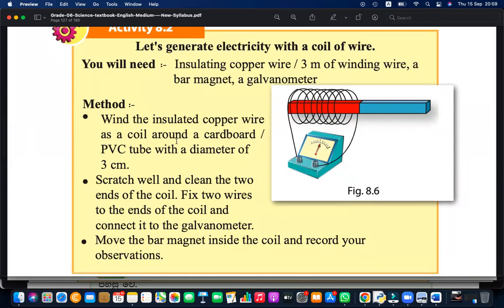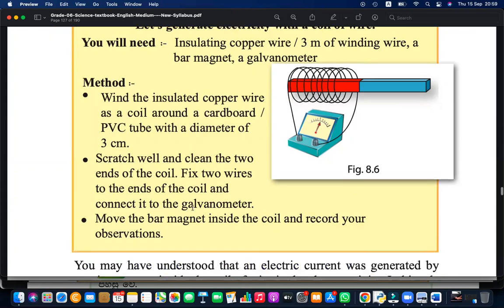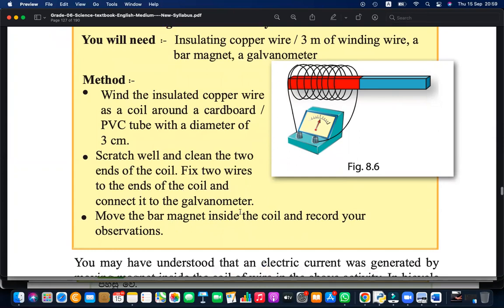Wind the insulated copper wire as a coil around a cardboard or PVC tube with a diameter of 3 centimeters. So this is much bigger. Stretch well and clean the two ends of the coil, because this is enamel. Insulated means normally any enamel-coated copper wire. Then connect it to the galvanometer. Then move the bar magnet inside the coil and record your observation.